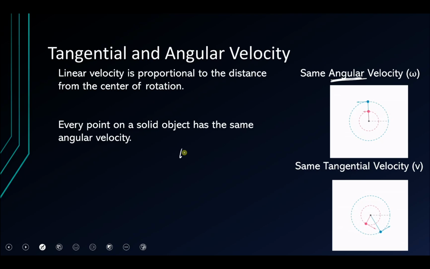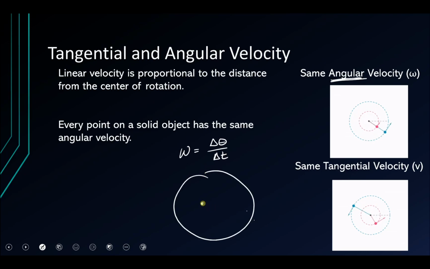Why? Well, that's because our definition of angular velocity is a change in theta over a change in time. Here we have 2 points on a circle, right? These thetas are the same value, right? So every point on a solid object has to have the same angular velocity, or the same speed of rotation.